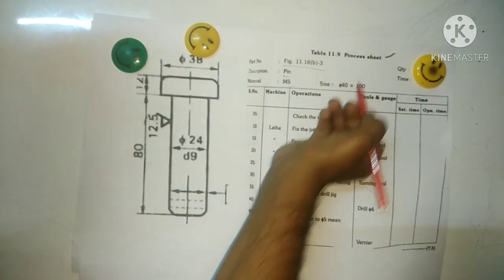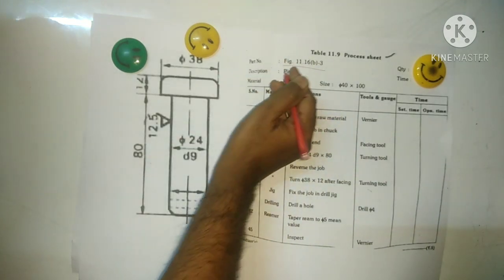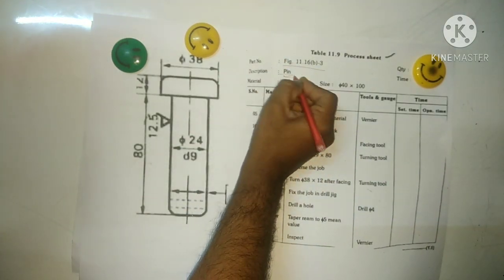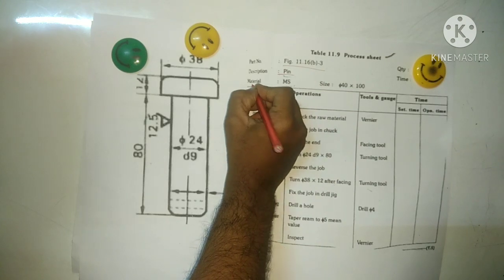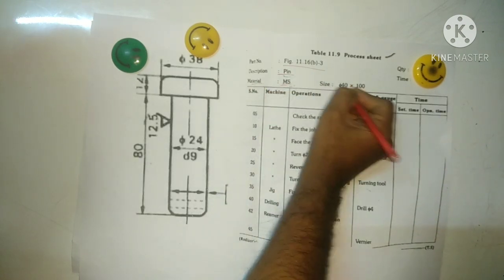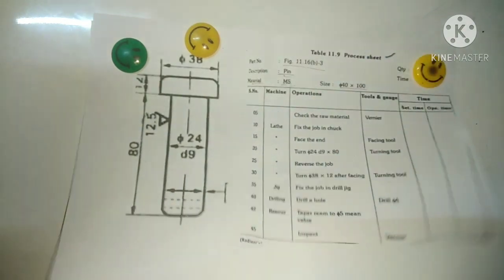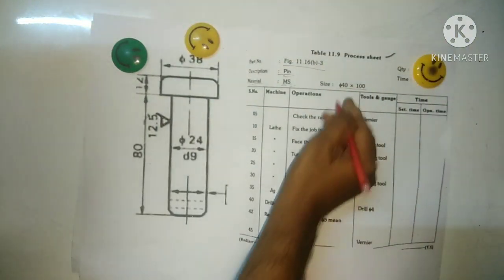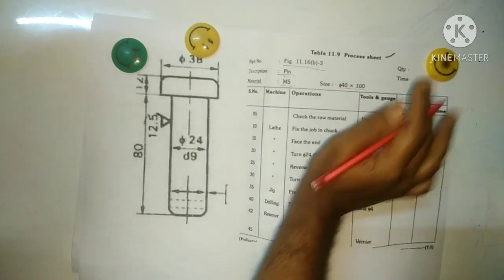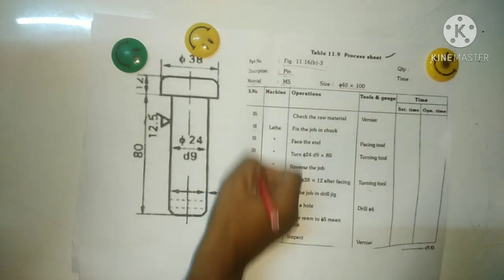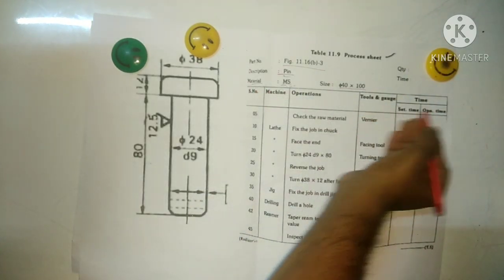Same thing: the figure name and the component name we can write. Then the description: it is a pin. The material is MS, mild steel. For the size, you can see it in the bill of material and select it from there. So 40 into 100, quantity 1. Now the operations: serial number, machine operations, tooling and gauge, and time.